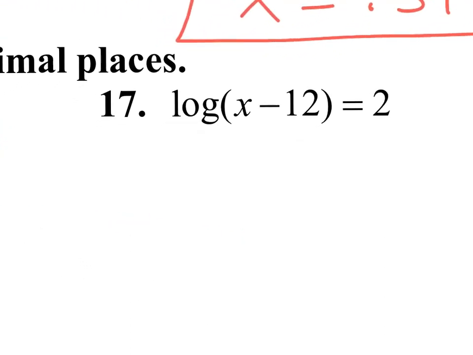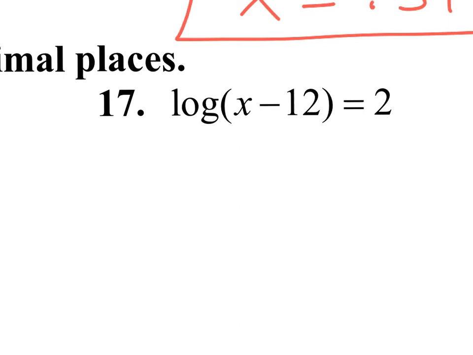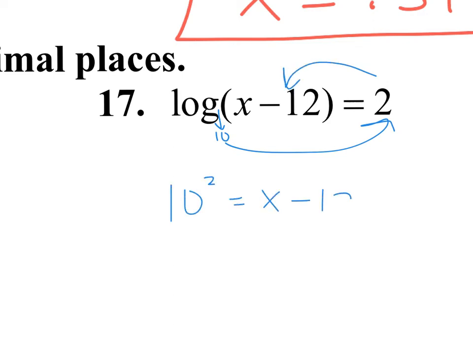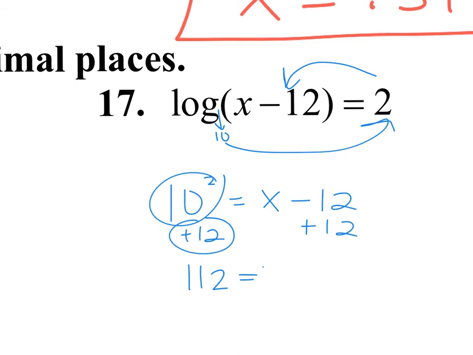17. What do you do? Isolate? No. It's already isolated, right? The parentheses means we're isolated. So how do we set it up? 10 to the second equals. Right. There's a 10 here, okay? Set it up in exponential form. 10 to the second power equals x minus 12. What do you do? Add 12. Okay, so this is 100 plus 12. What? That was easy. Yes. Very easy. Simple, simple. We like those ones, right?